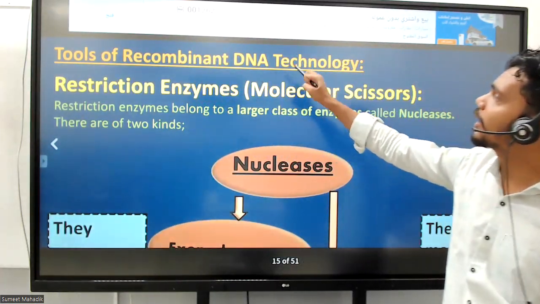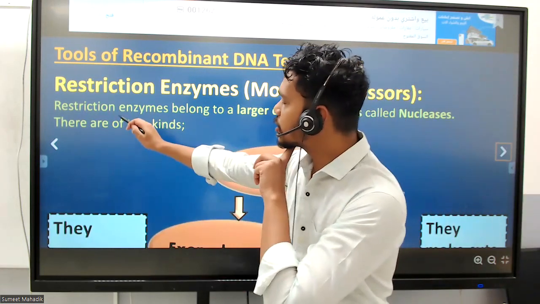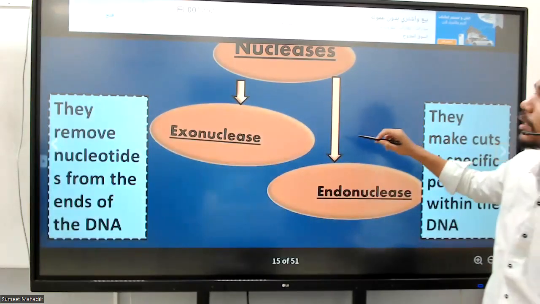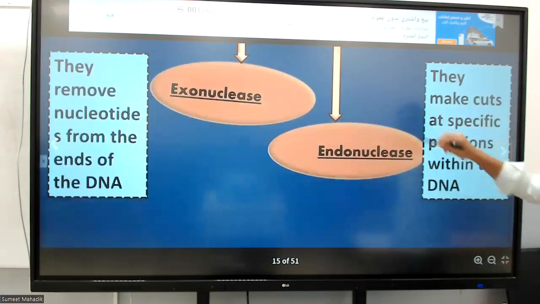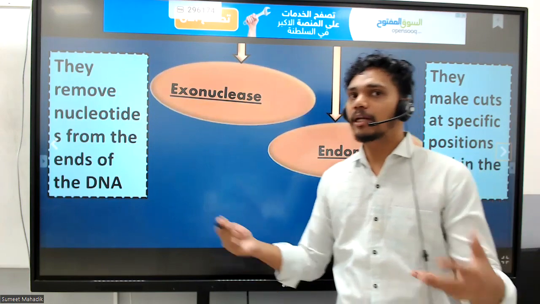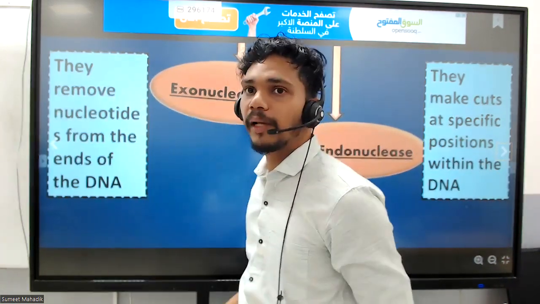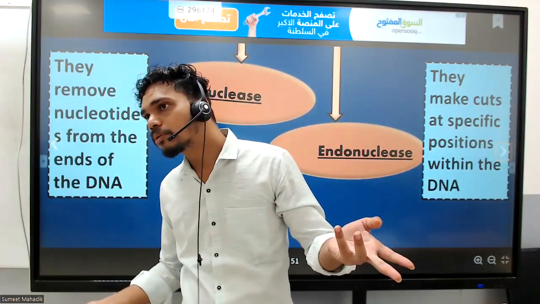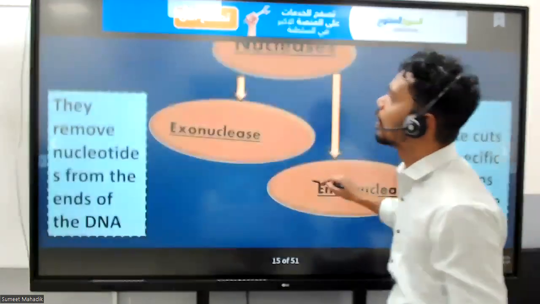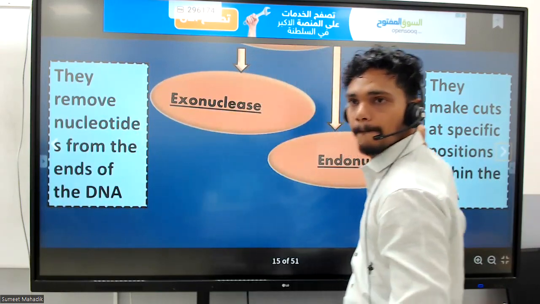Tools of recombinant DNA technology. First, restriction enzyme. Which one? Endonucleases. Restriction enzymes belong to the larger class of enzymes called nucleases. There are two types of nuclease, exonuclease and endonuclease. Why do we choose endonuclease? They make a cut at a specific position, and that is what we want. At the end, there is almost no genetic information. We want the cut somewhere in the middle. If you cut at the end, what is the use? No use, because DNA ligase is not going to work on that, right? And exonucleases remove nucleotides at the end of DNA. So not required. We require this one.